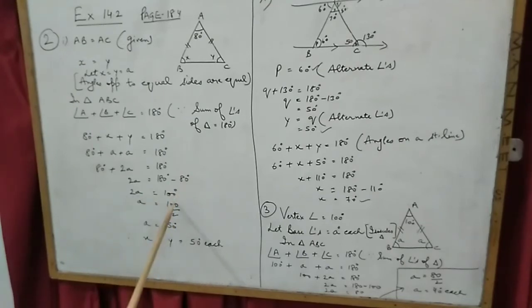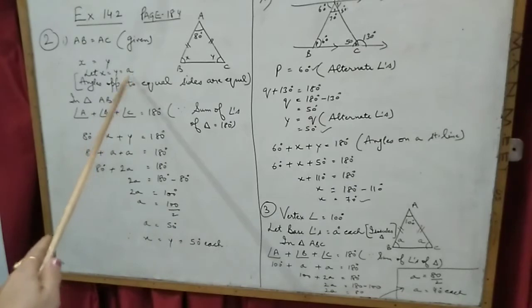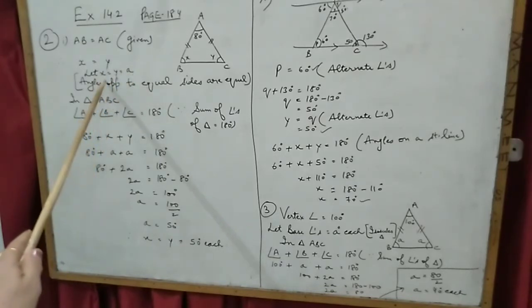So we will divide it by 2. Why? Because 2 is multiplied with the variable a. When any number is multiplied and we take that number to the other side of the equals sign, it becomes divided. Cancel it, children. 2 into 1 is 2. 2 into 50 is 100. So a is 50. If a is 50, it means y is also 50, x is also 50.